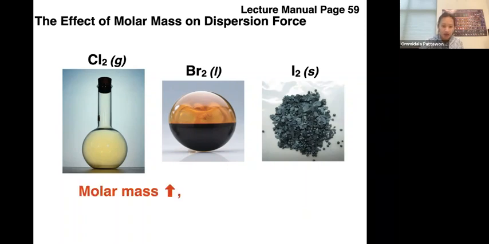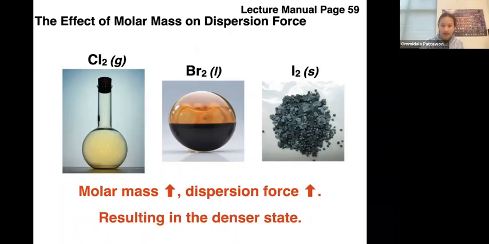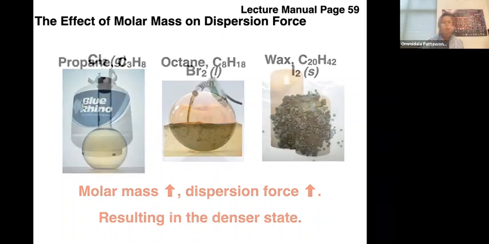As molar mass increases, the number of electrons increases as well. As the number of electrons increases, the instantaneous dipole and the induced dipole will occur more easily, causing the strength of the dispersion force to become stronger, resulting in a denser state in this case, because the molecules are close together. They want to pull each other closer together, right? So therefore, it's going to go toward a denser state.